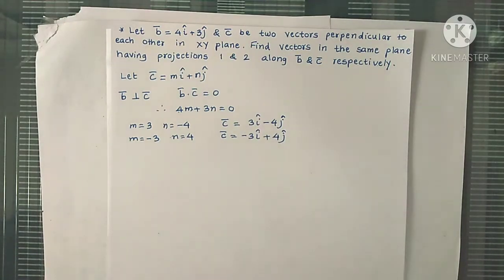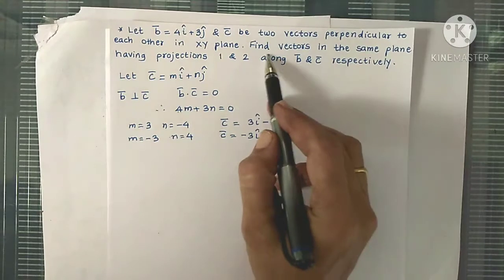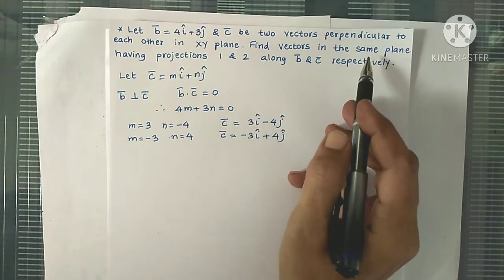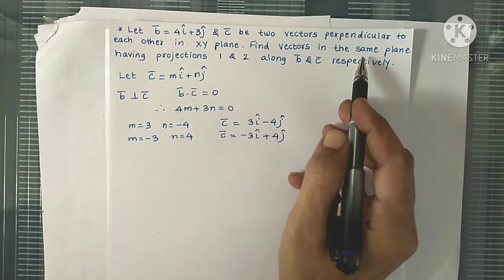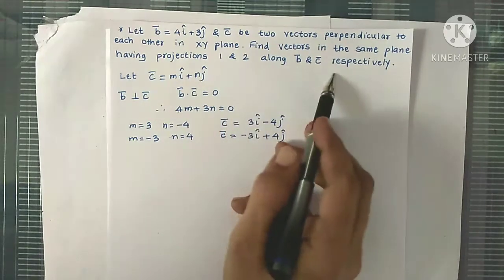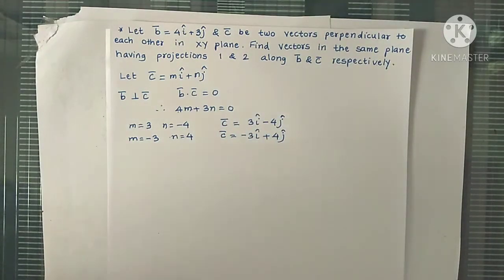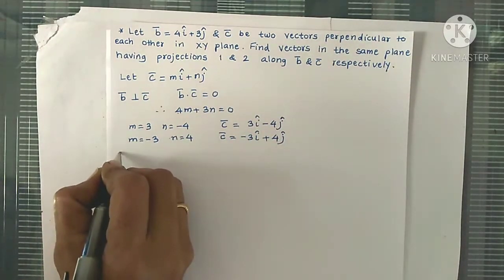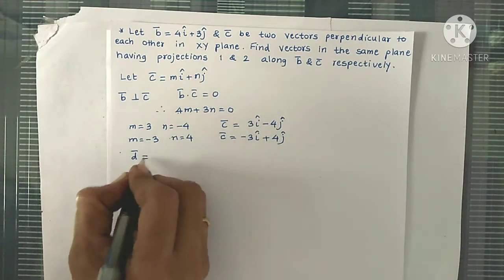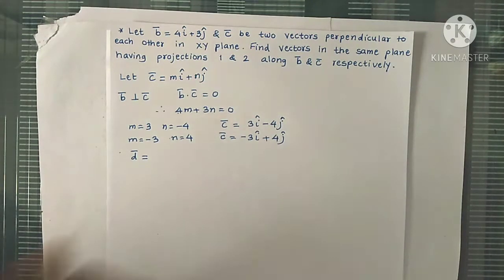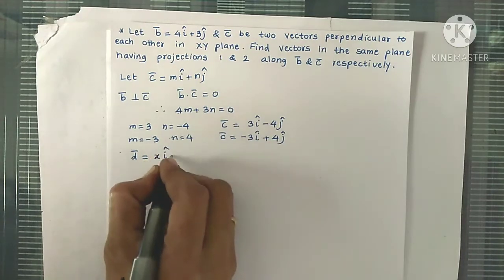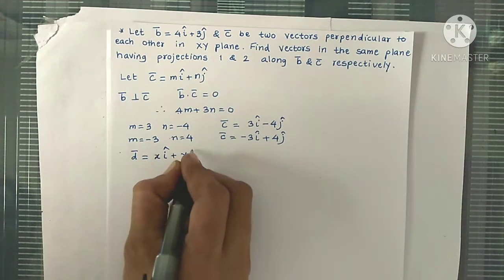Okay. So now we have c bar. Next we have to find out the vectors in the same plane. That means those vectors lie in xy plane only, so they are also in terms of i and j, having projections 1 and 2 along b bar and c bar. So let d bar be the required vector, and we have to find out the coefficients of i and j. Let's take them as x and y.